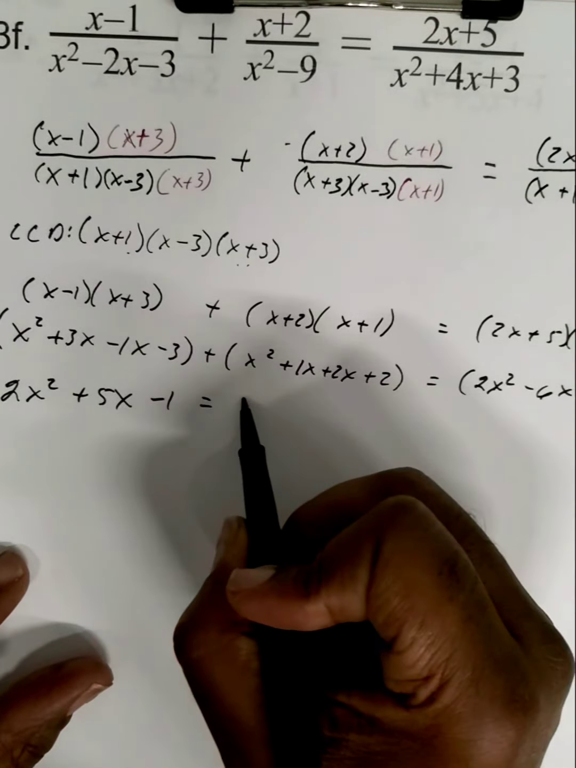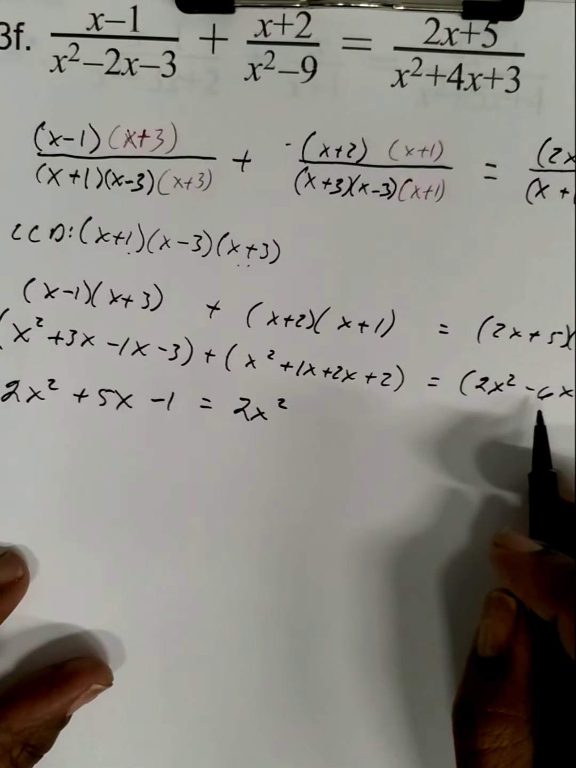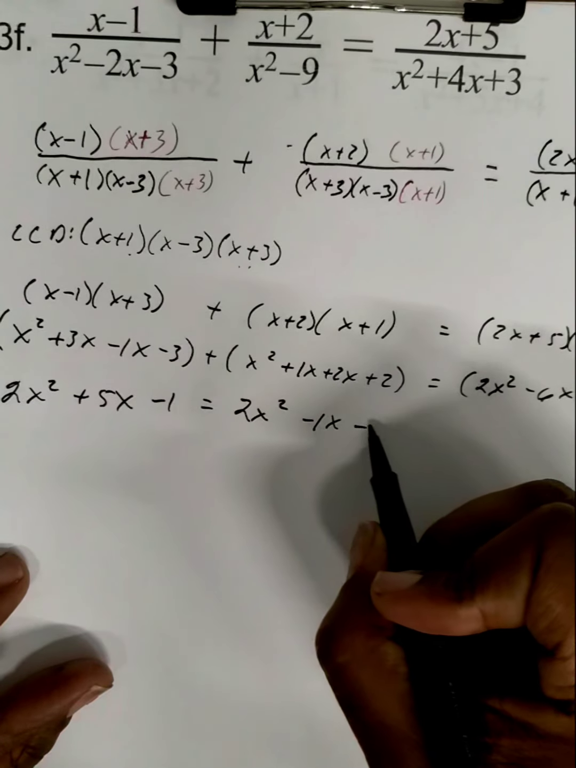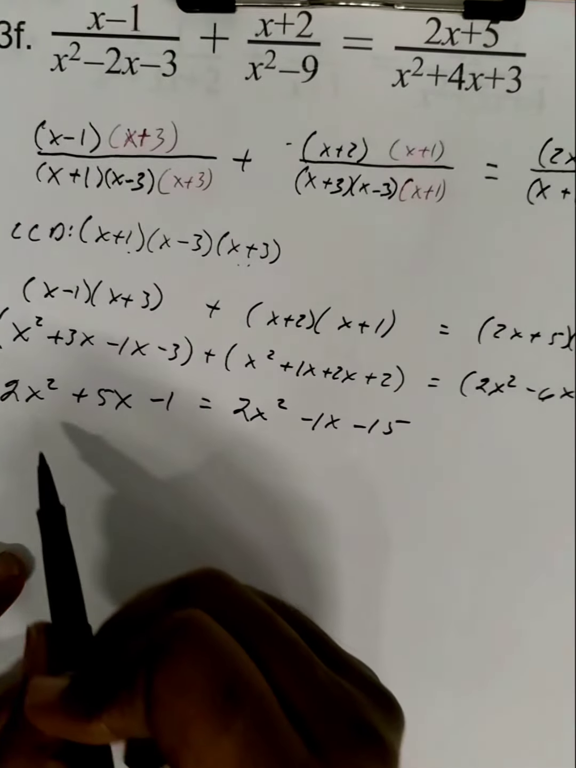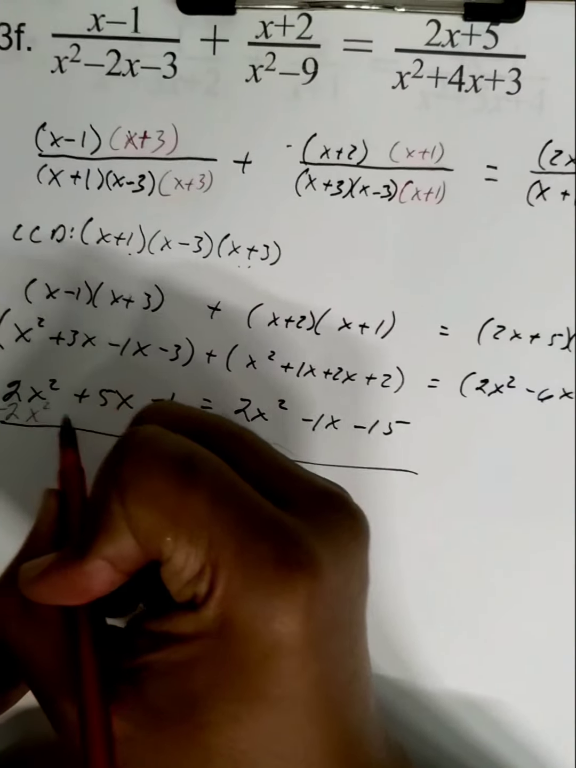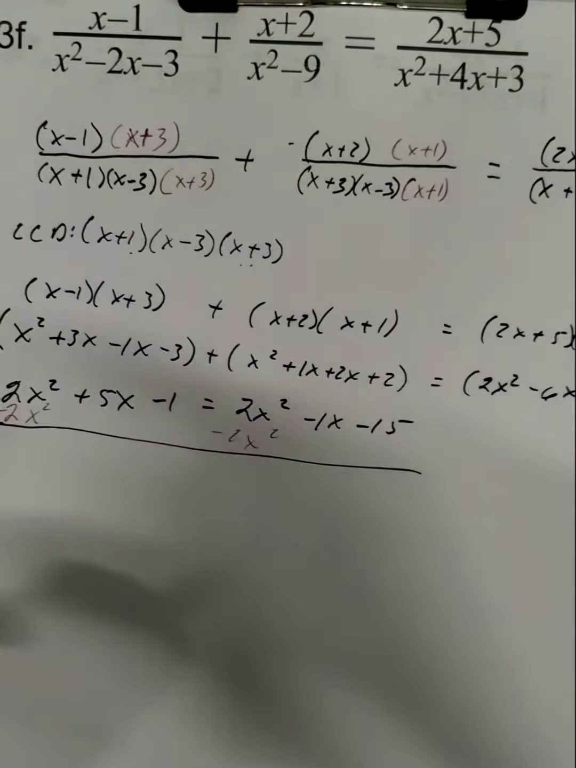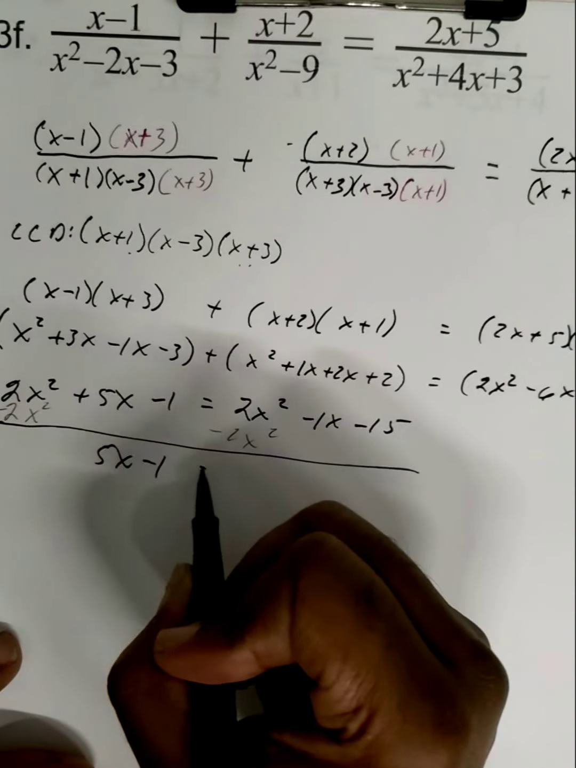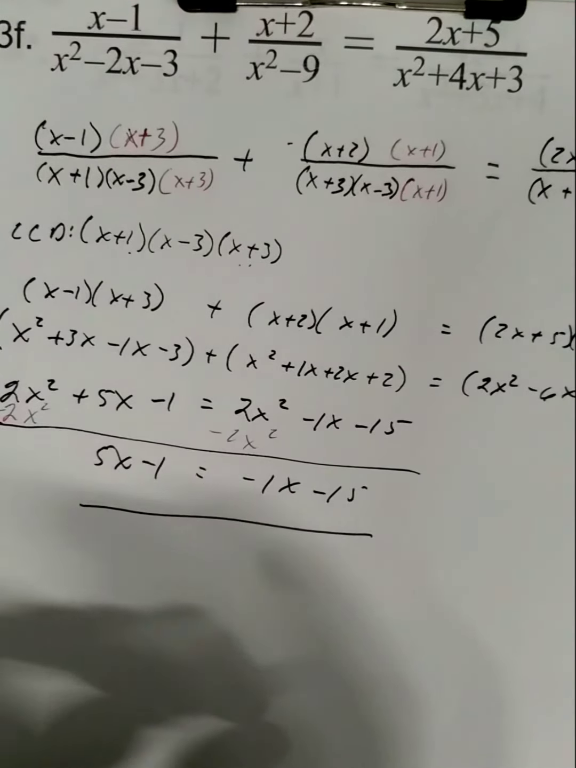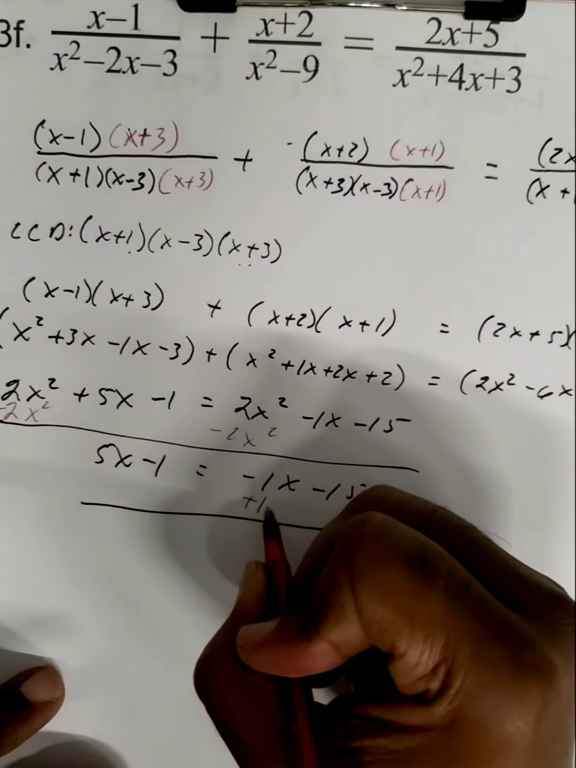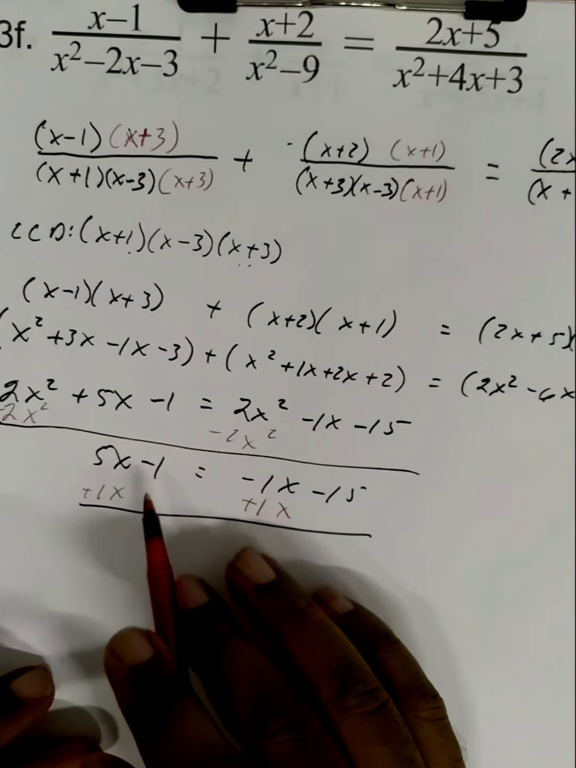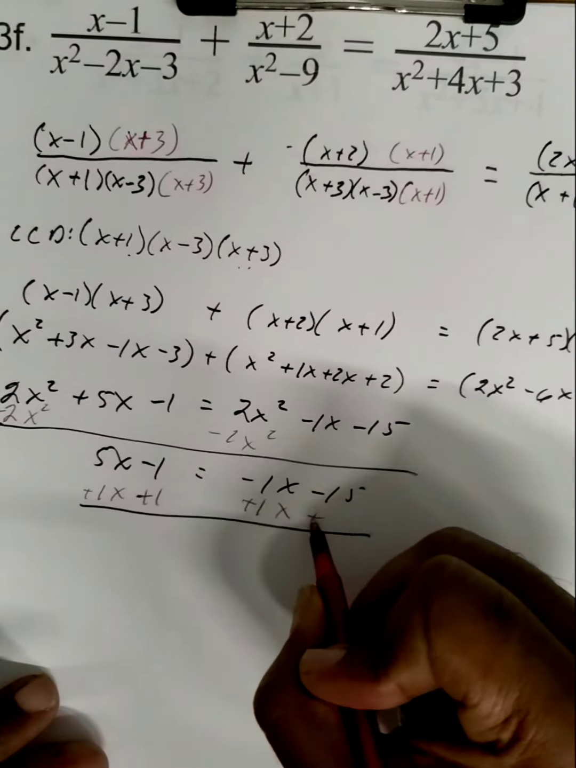On this side, we have a 2x squared. The negative 6x and the 5x combine for a negative 1x. And then there's negative 15. Now, I'm going to subtract 2x squared from both sides. And that'll leave us with 5x minus 1 and a negative 1x minus 15. From here, I'm going to add 1x to both sides. And then I'm going to remove the 1 here from this side, so plus 1, plus 1.